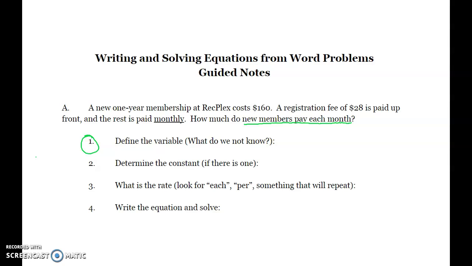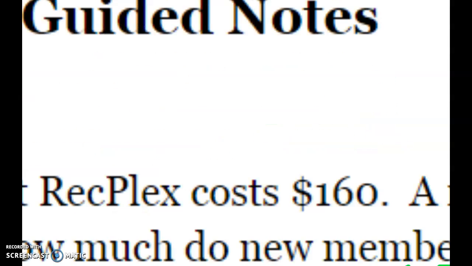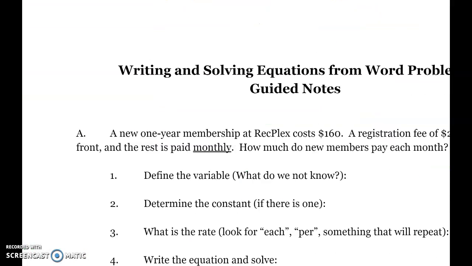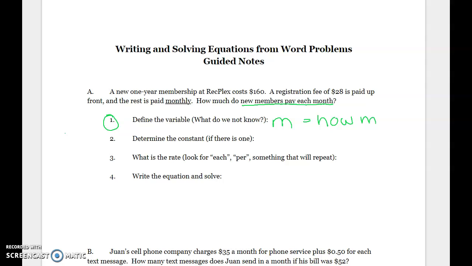So what I'm going to do is I'm just going to pick a letter. And my letter is going to represent how much the members pay each month. So I'm just going to say M for how much per month.